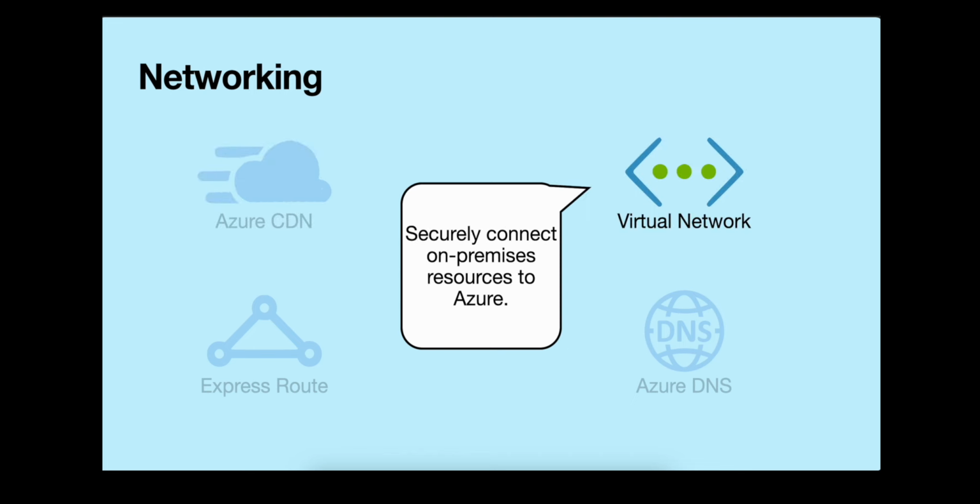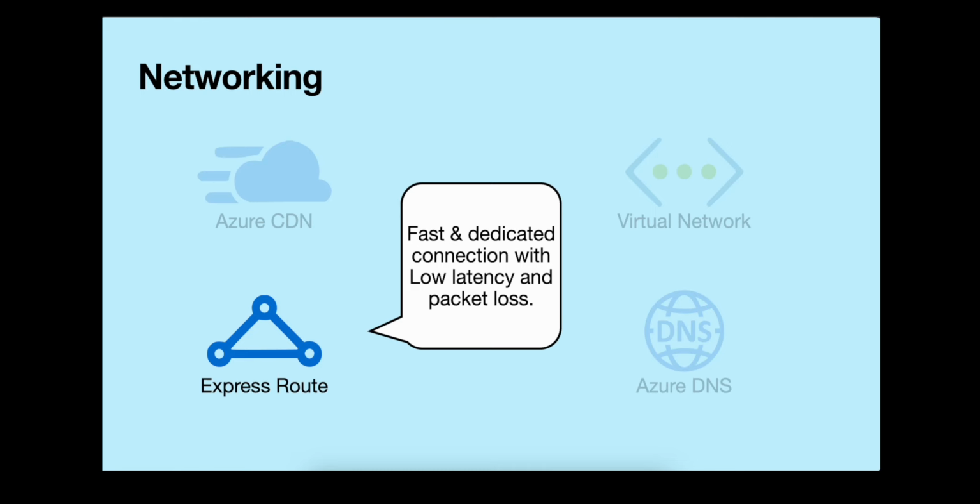Then comes the virtual network. It is a service that allows businesses to securely connect their on premises resources to Azure. It provides a secure and isolated environment in which businesses can deploy their applications and services.